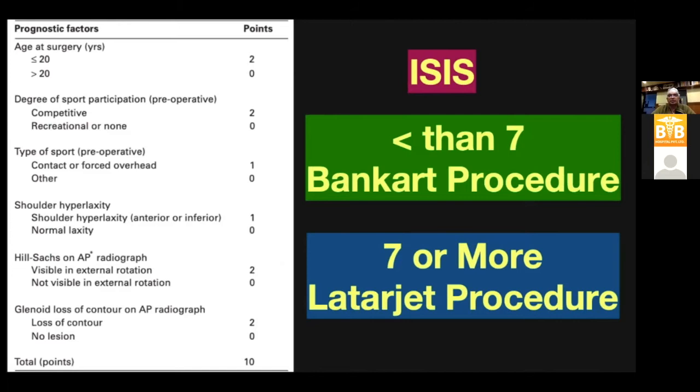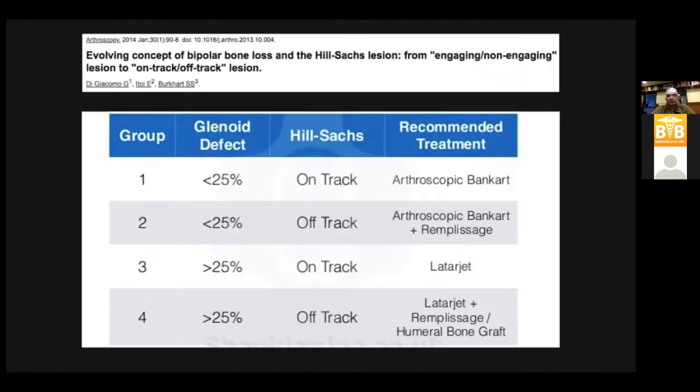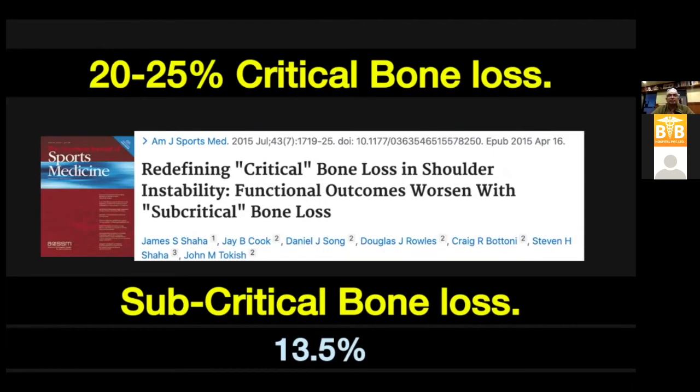In the American continent and the American influenced countries, they use this 25% and the on-track, off-track concept to decide whether to do a Bankart or a Latarjet procedure. In many places, this 20 to 25% was considered a critical bone loss, and people used to think that any bone loss more than 25% has to be Latarjet. Less than 25%, you can do a Bankart repair.